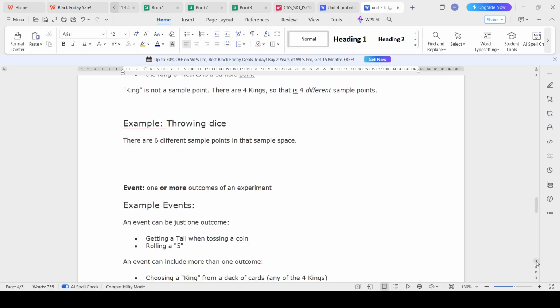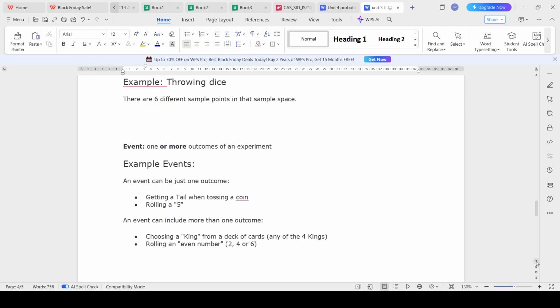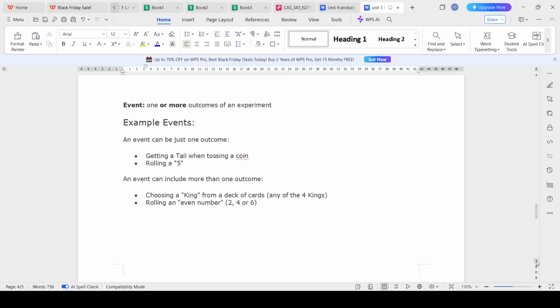Event: one or more outcomes of an experiment. Example events. An event can be just one outcome, like getting a tail when tossing a coin, or rolling a 5. An event can include more than one outcome. Choosing a king from a deck of cards, any of the 4 kings, or rolling an even number, 2, 4, 6, is an example of an event.